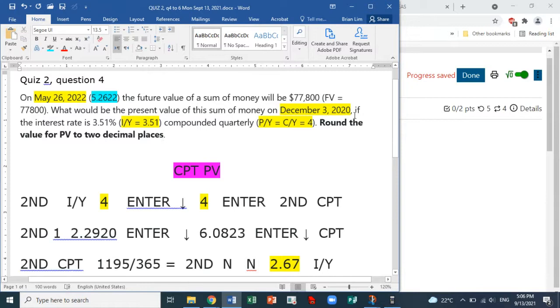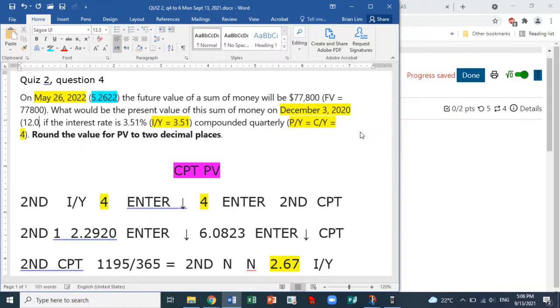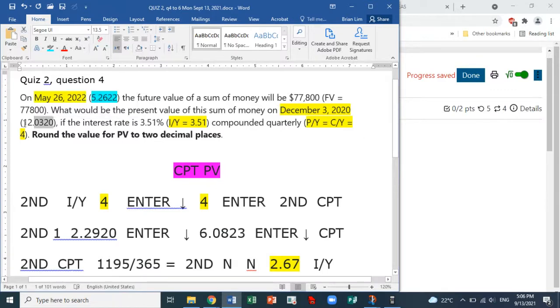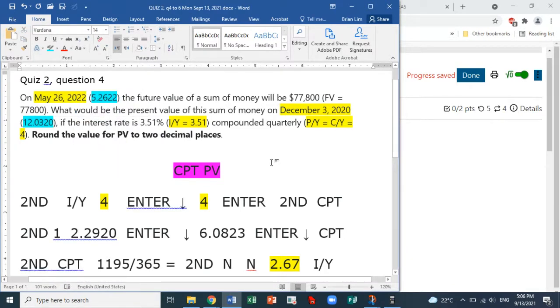All right, so let's do that for that one. And this one here now is December the 3rd, 2020. So the month is 12, and as was said before, because it's a single digit, we have to fill in the 0. So 12.0320, and that will be the configuration that we have to put into the calculator.